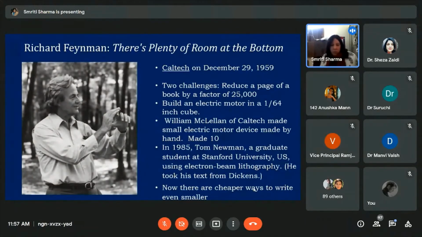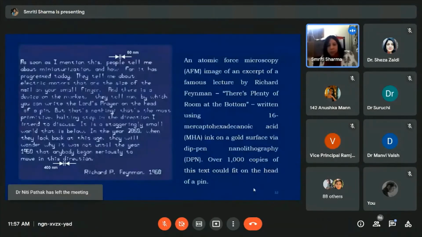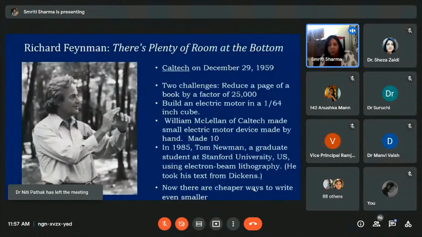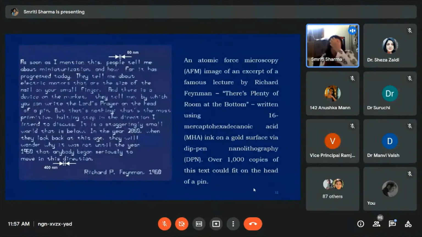I just told you about dip pen nanolithography, DPN, right? So now we can write using that. But Tom Newman claimed the second prize. He wrote with electron beam lithography. So that is that. This is a portion of that very famous lecture that Feynman gave in 1959.